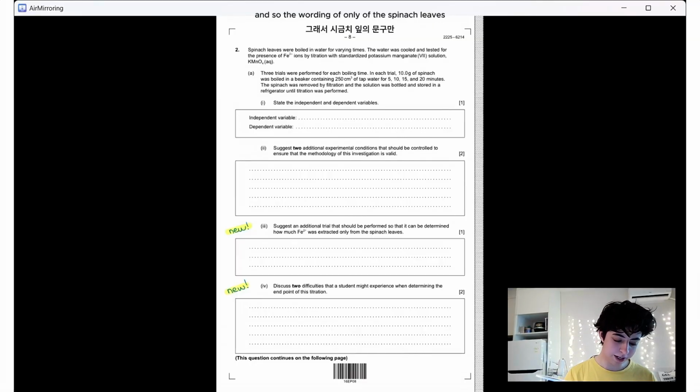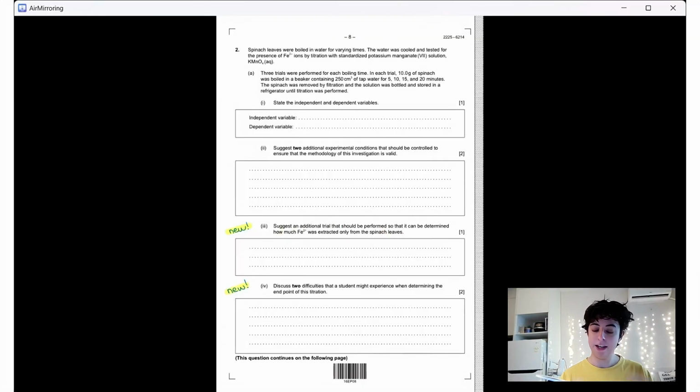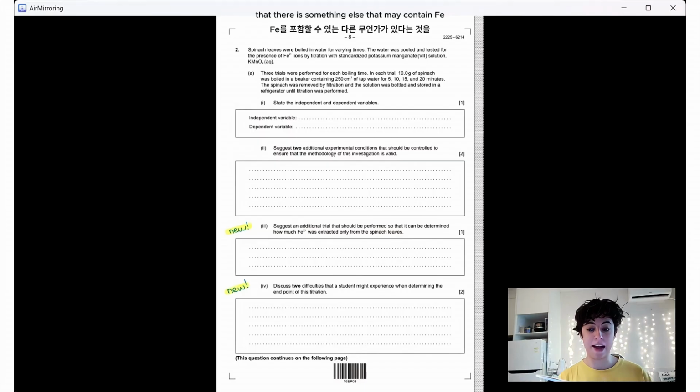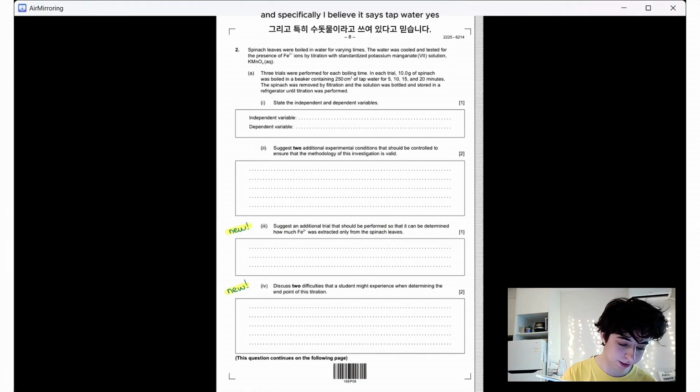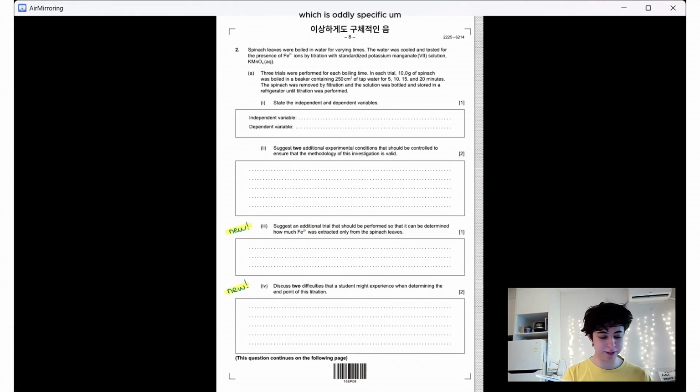Okay, and so the wording of only of the spinach leaves is essentially suggesting here that there is something else that may contain Fe2+ ions that we are not taking into consideration. And so whenever you read this, the big thing that you should realize is that water contains a bunch of different things. And specifically, I believe it says tap water. Yes, it says tap water specifically, which is oddly specific.